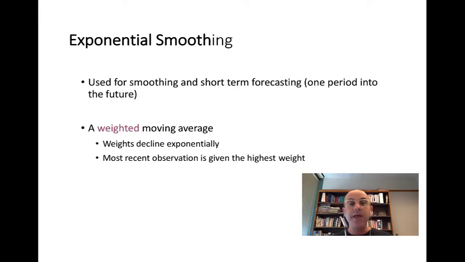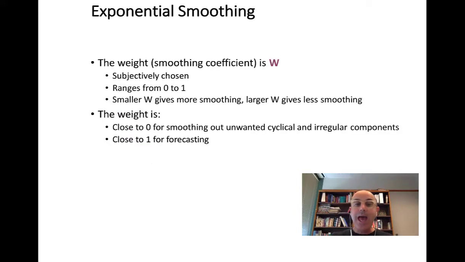Exponential smoothing is the use of short-term forecasting, one period into the future. So what we are doing basically is a weighted moving average, where the most recent observation is given the highest value, and by doing that we are applying the smoothing coefficient, which is W. It is subjectively chosen and ranges between 0 and 1. A smaller W gives us more smoothing, a larger W gives us less.